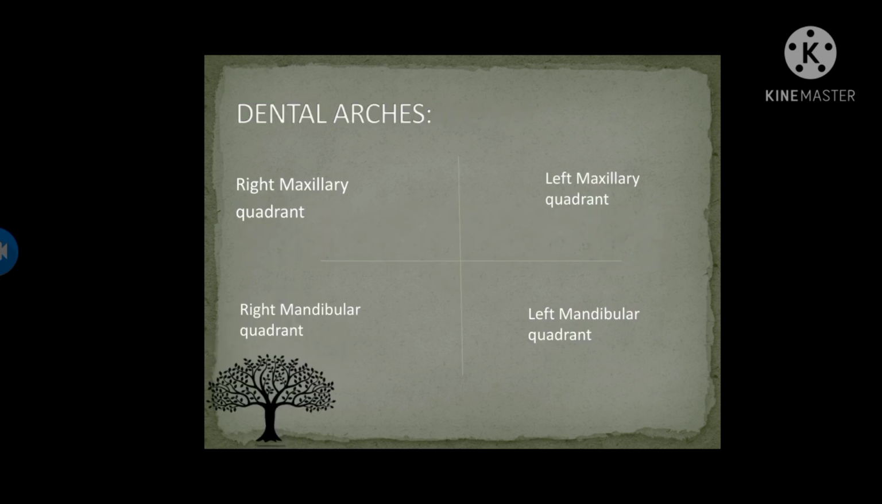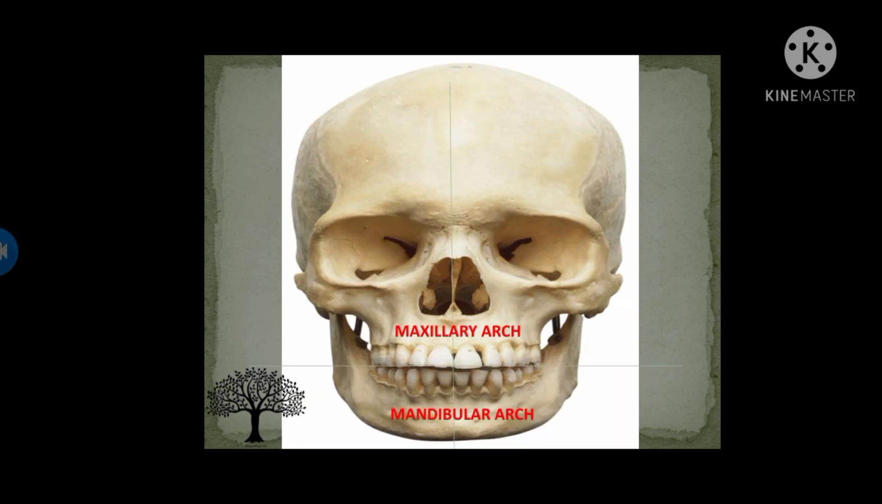We have divided the dental arch into 4 quadrants and mainly into 2 arches, that is the maxillary arch and the mandibular arch. As you can see in this picture, we have divided the arch into maxillary and mandibular arch, and if we bisect the arch through the mid-sagittal section, it will divide it into right and left apparently equal halves, and a horizontal line bisecting it into upper and lower half parts.